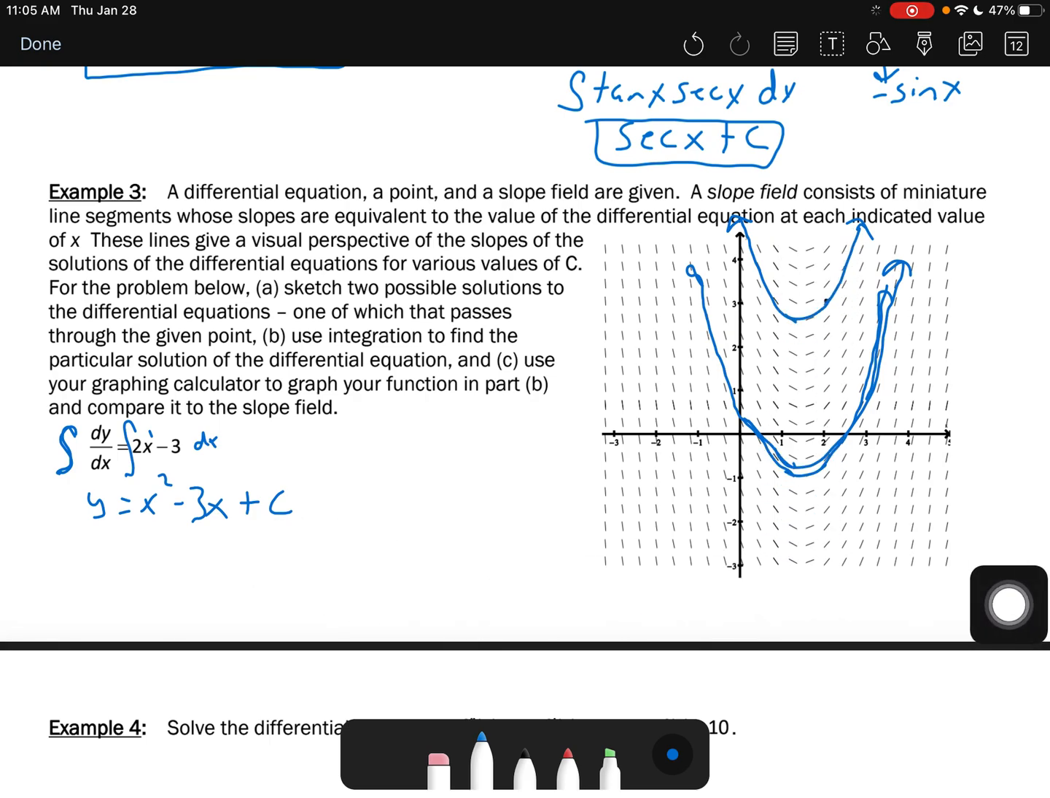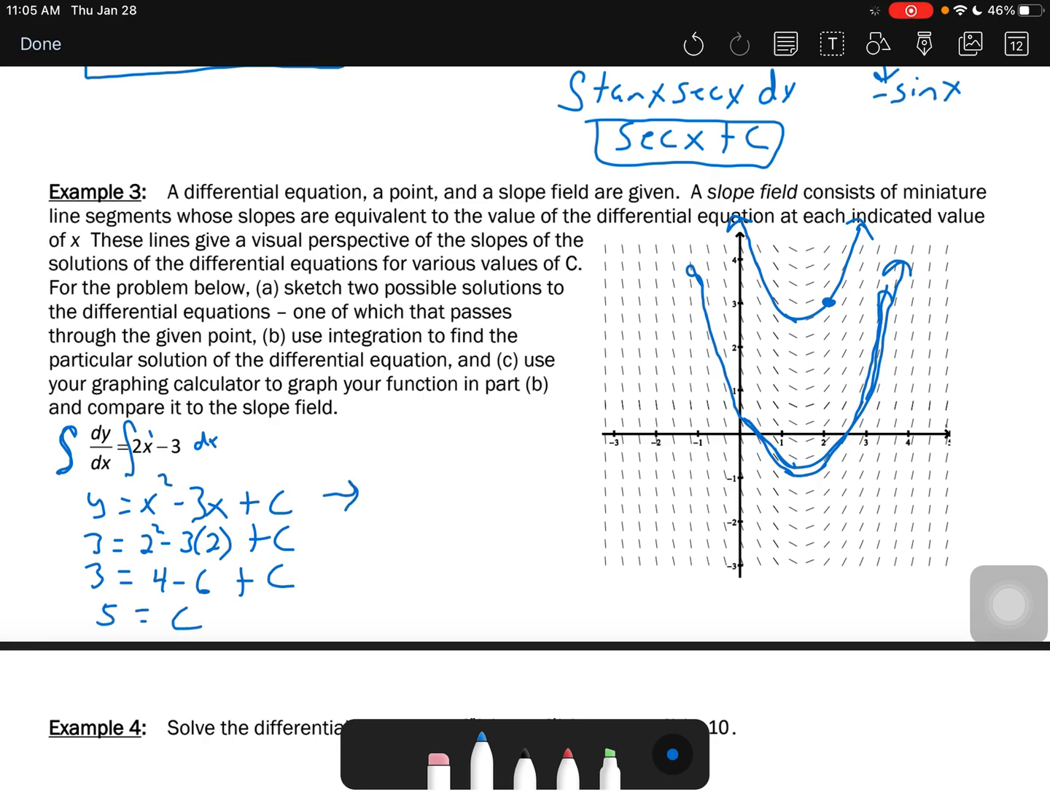Now, since they told us right here, this point appears to have coordinates 2, 3. So if I know the coordinates are 2 and 3, then I should be able to figure out what that c value is. I can plug in a 3 for y and a 2 for x, and then I can solve for c. So I have 3 equals 4 minus 6 plus c. 4 minus 6 is negative 2. I'm going to add that to the 3 and get 5.